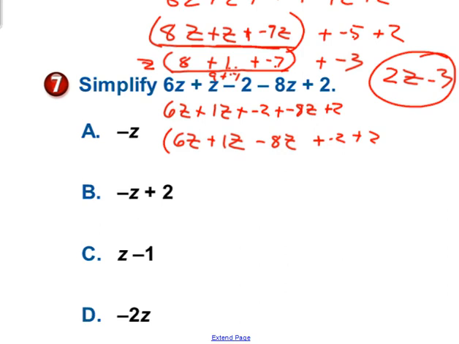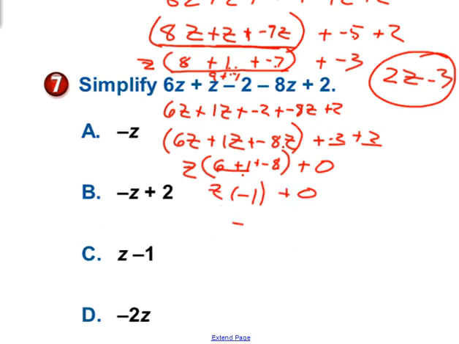All right. Well, these are all my like terms with the z in it. So I'm going to put a z out in front. That's going to leave me with 6 times z would leave me with just 6. Z times 1z would give me 1. And 8z would give me a negative 8, plus a negative 8 here. And then negative 2 plus 2 was 0. All right. So I've got 6 plus 1 is 7 minus 8 would be a minus 1 times z plus 0. So minus z plus 0 is just minus z. And looks like answer A is our correct answer.